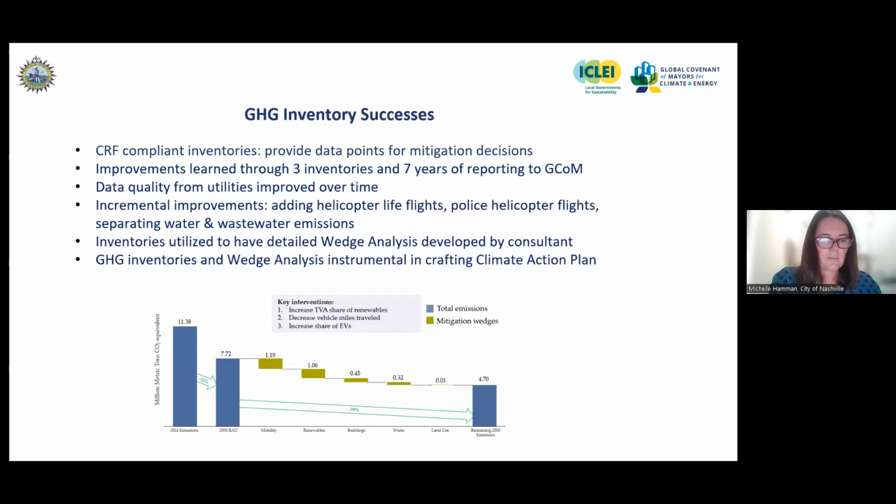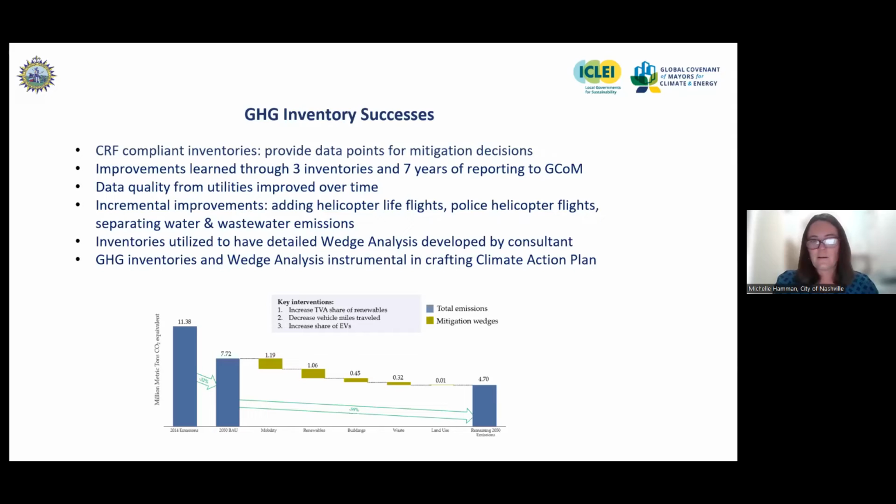We've made incremental improvements with every inventory. For instance, this last one that we just completed, we added helicopter live flights, police helicopter flights, and we were also able to separate our water and wastewater emissions into a different category. To give you an idea, we have about 11 facilities that had helicopter live flights, 11 hospitals in our county, and that was about 6,400 helicopter flights, and we have 6 police helicopters.